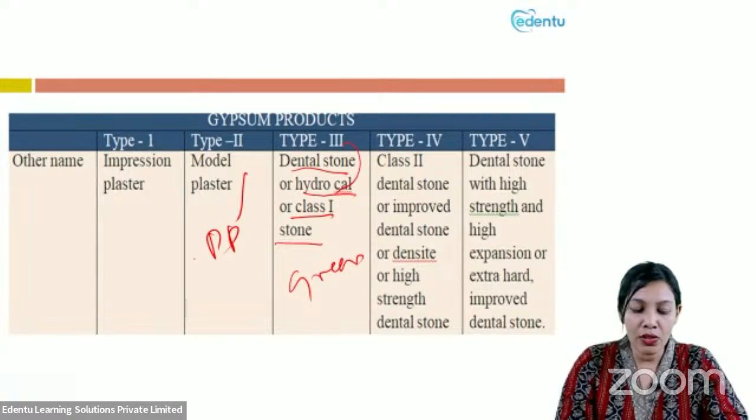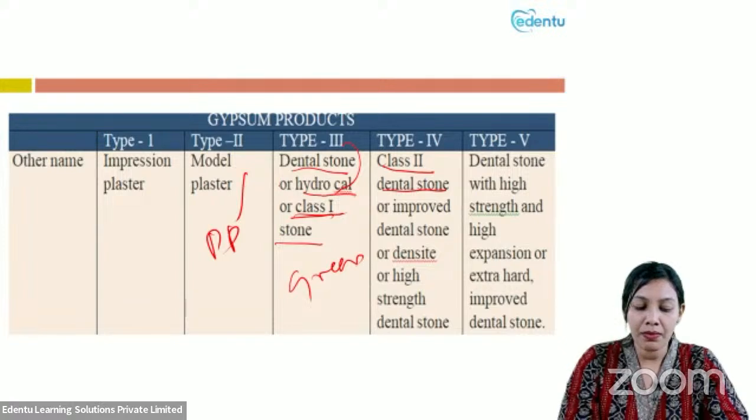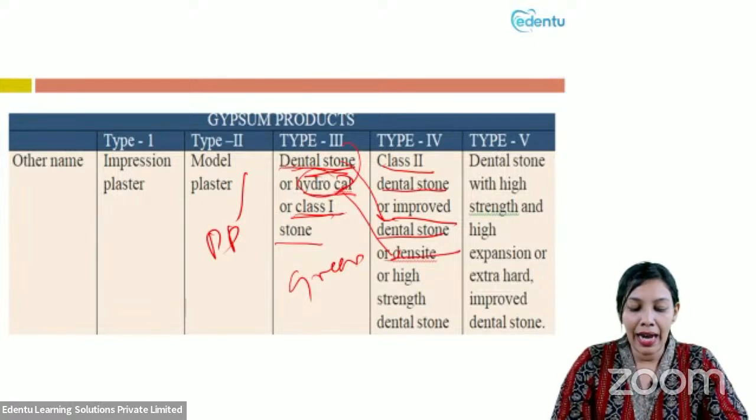And type 4 is also called class 2 dental stone. From here, the dental stone is converted to improved dental stone, hydrocal to densite, also called high strength dental stone. The last one is high strength, high expansion dental stone.